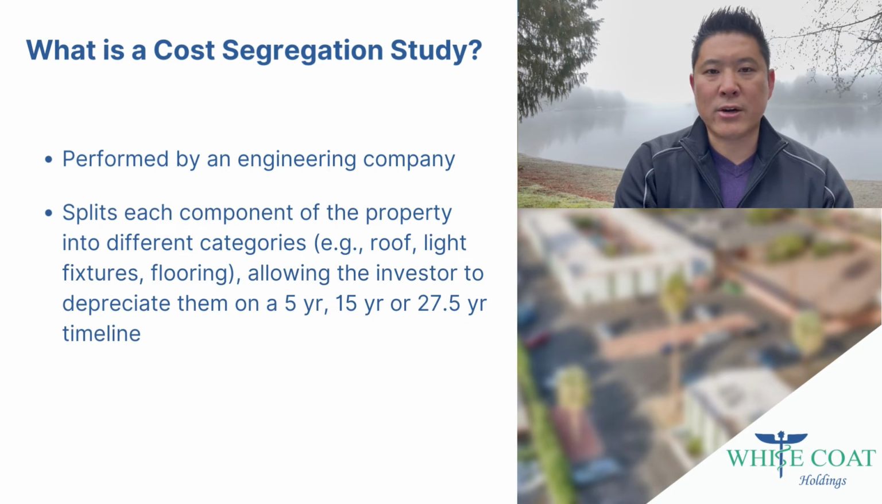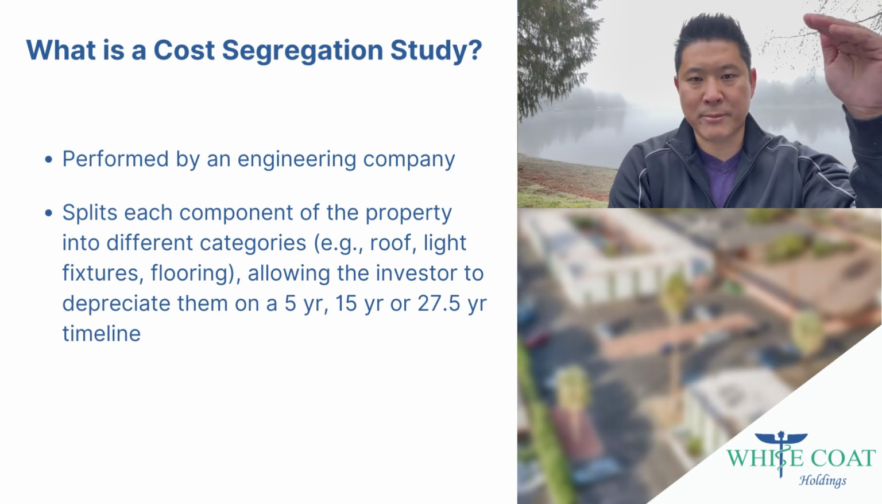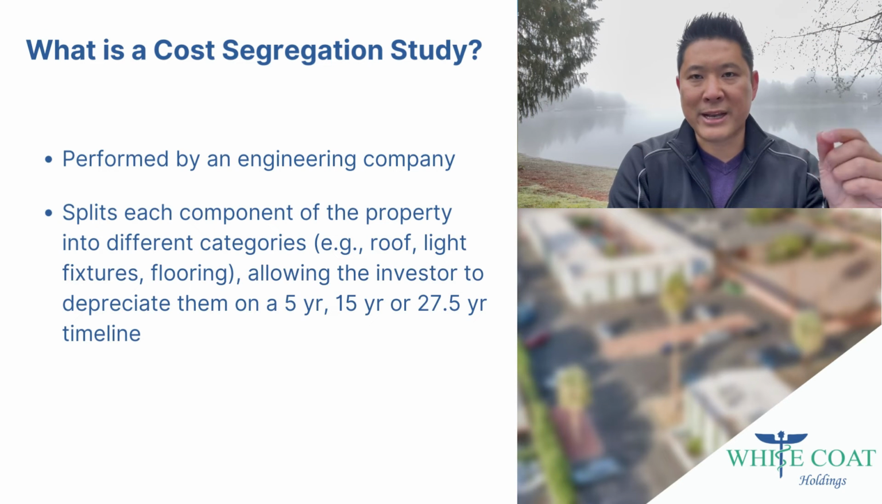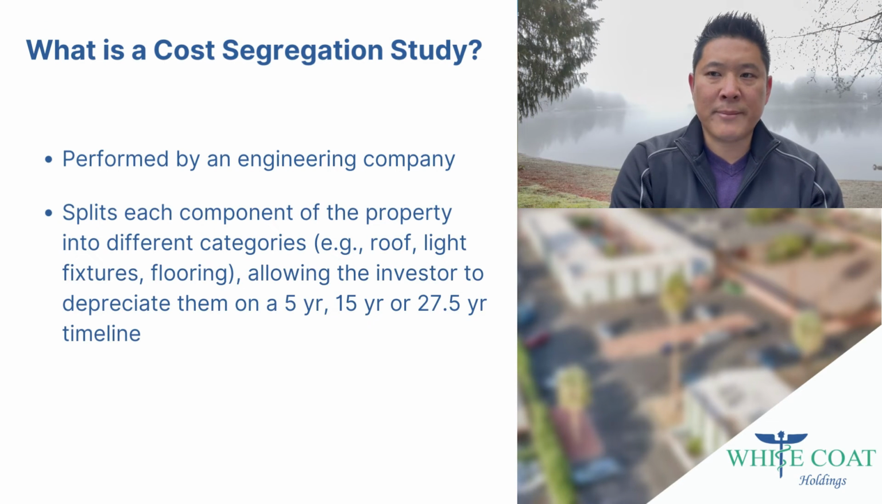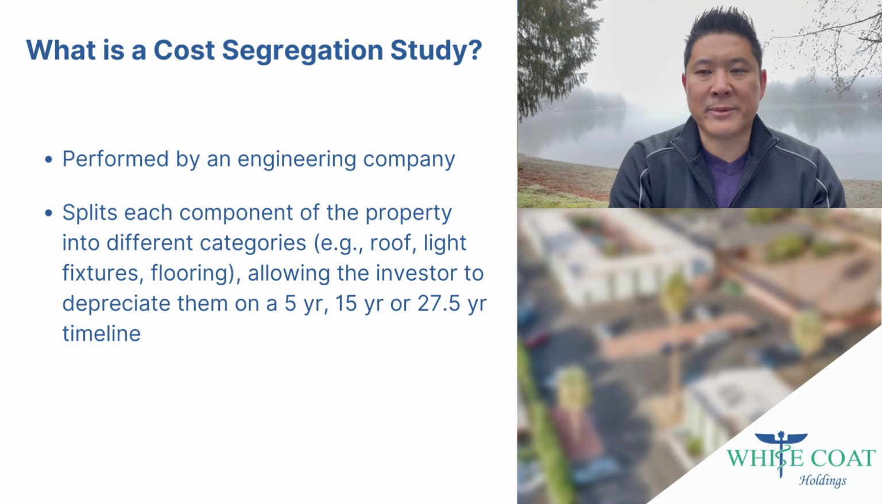Then they're going to look and say, okay, well, the roof depreciates on an X number of year schedule. Maybe the appliances depreciate on a 5-year schedule. Maybe the flooring depreciates on a 15-year schedule. And I'm just throwing these numbers out there. I'm not saying that these are actually the depreciation schedules for these components of the building. I'm just trying to give some examples.